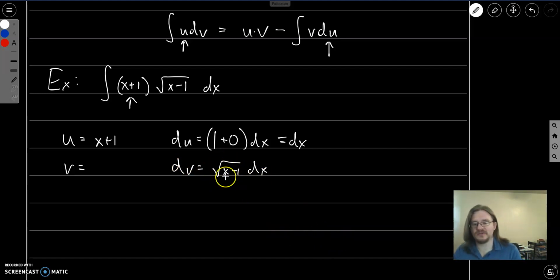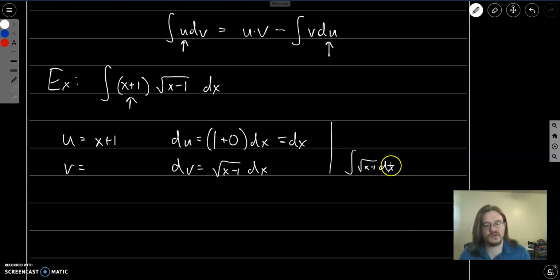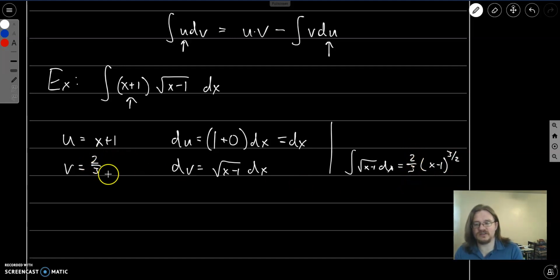And now I have to take this and find the original v. So let's integrate the square root of x minus 1 dx very, very quickly. Well, this is the same thing as x minus 1 to the 1/2 power. So we're going to raise it to the 3/2 power and divide by 3/2, which is the same thing as multiplying by 2 over 3. So v is going to be 2/3 times x minus 1 to the 3/2.